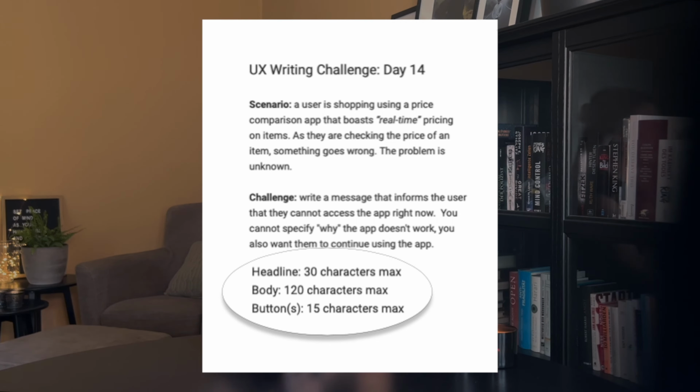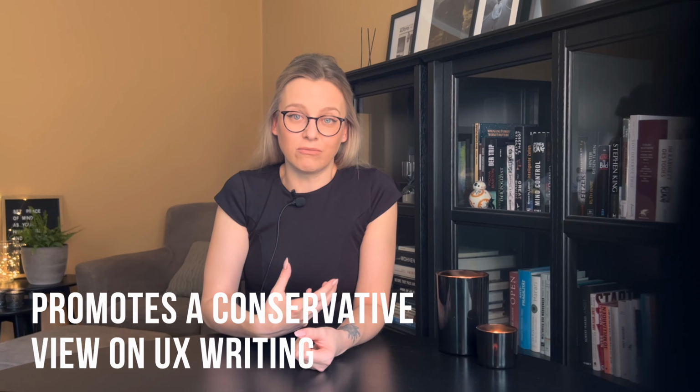So we're not given any information about a brand, but what we are given is a character limit, and that is a problem because this may signal to new UX writers that they are just service providers to whoever makes the design. So what this suggests is a UX designer or whoever makes a design just tells you, hey, this is the design, this is the character limit, write something for that. And this is a very conservative view of what UX writers do.